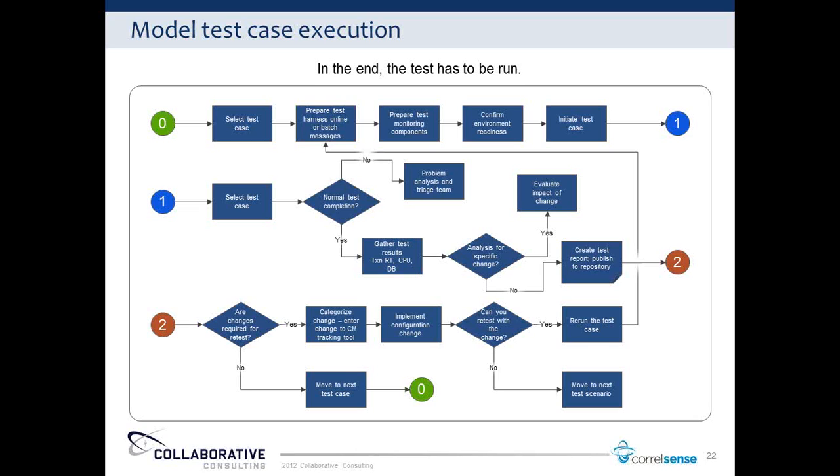If you move from 0 to 1, 1 to 2, going through creating the test report in the repository, from 2 back over to the left, there may be changes required for a retest. And so if you're retesting or rerunning a test, which is a special case, have you noted all the changes that were made and tracked them? Are you ready to rerun or implement the configuration change? And then can you retest?